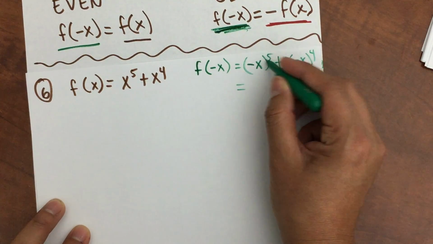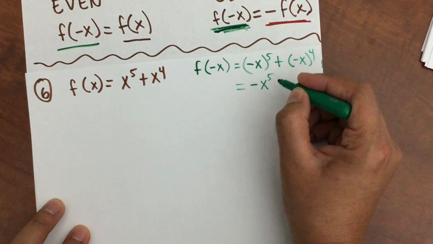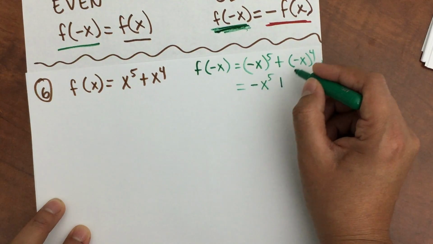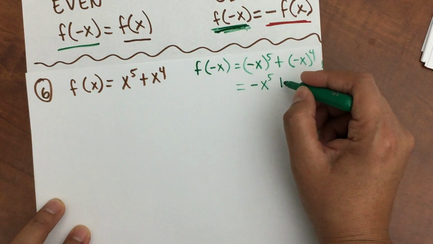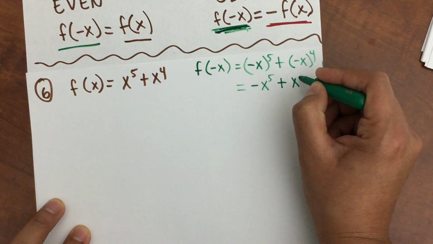And again, if it's an odd exponent, then it's going to be negative x to the 5th. But this is even, so it's just going to become positive, right? When it's even, positive x to the 4th.